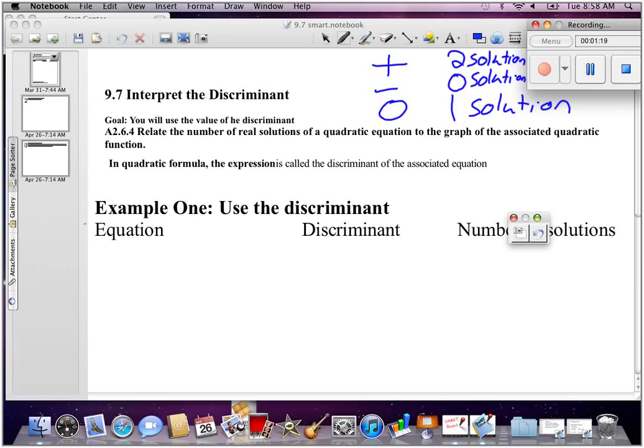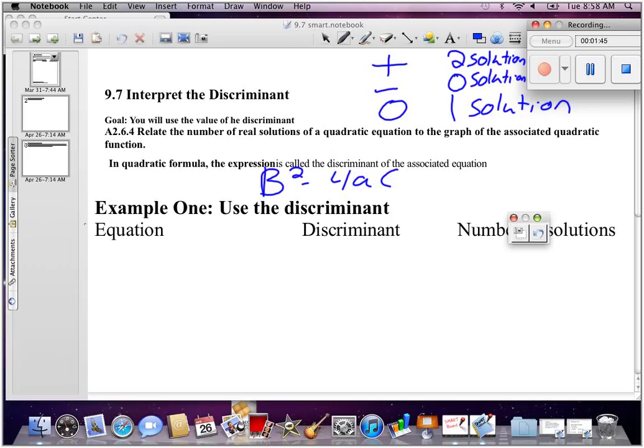All right. We know when we find b squared minus 4ac, we have to have it in standard form. Remember what standard form looks like? ax squared plus bx plus c either equals 0 or y.